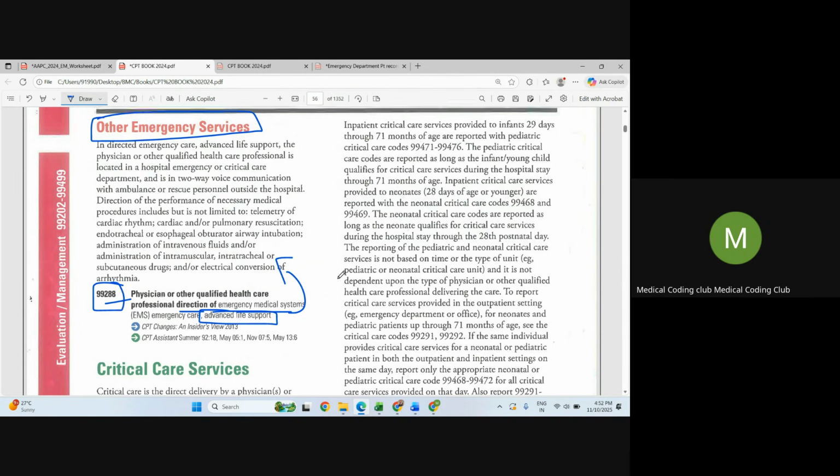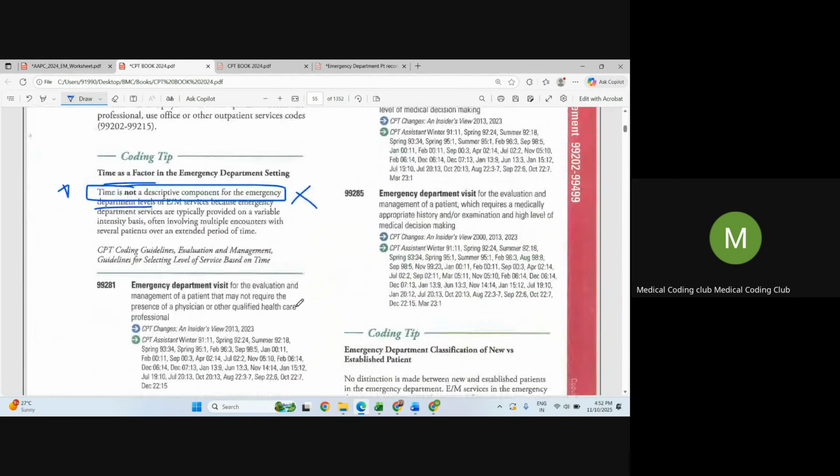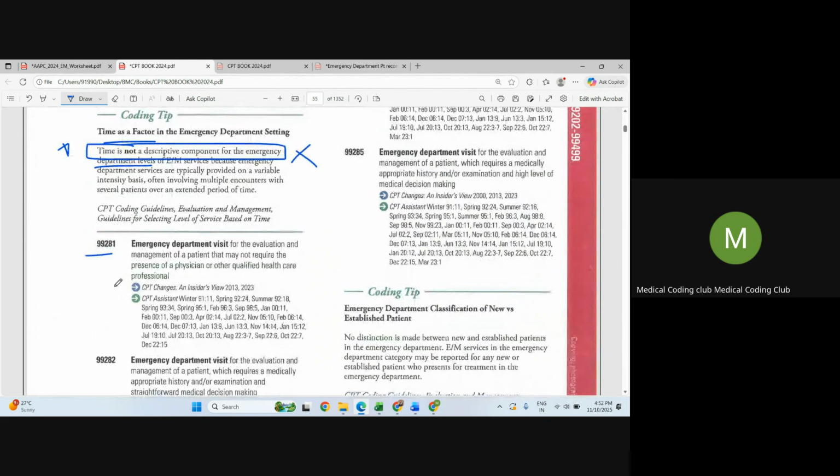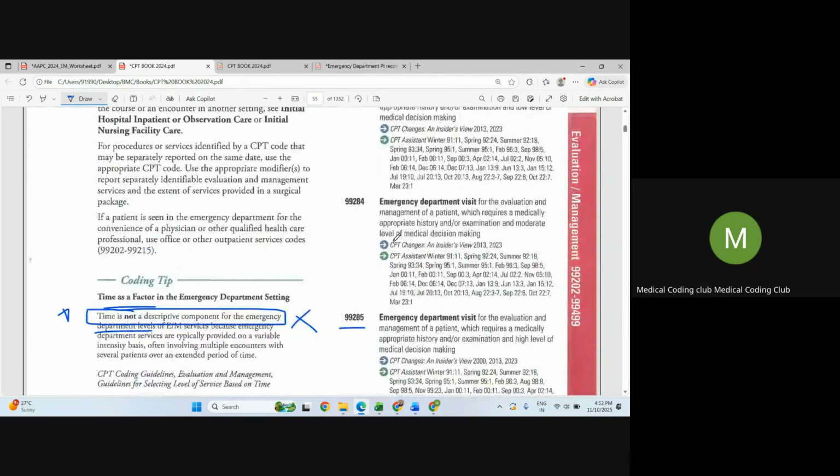So for normal ED, from 99281 to 99285, based on MDM and based on who is providing the service, we are going to assign the E/M codes. This is about the coding guidelines of the emergency department. In my classes, I will teach everything, like what is ED, what the other coding guidelines are, and in which situation we will code IP services and observation codes. Here it is difficult to cover everything.